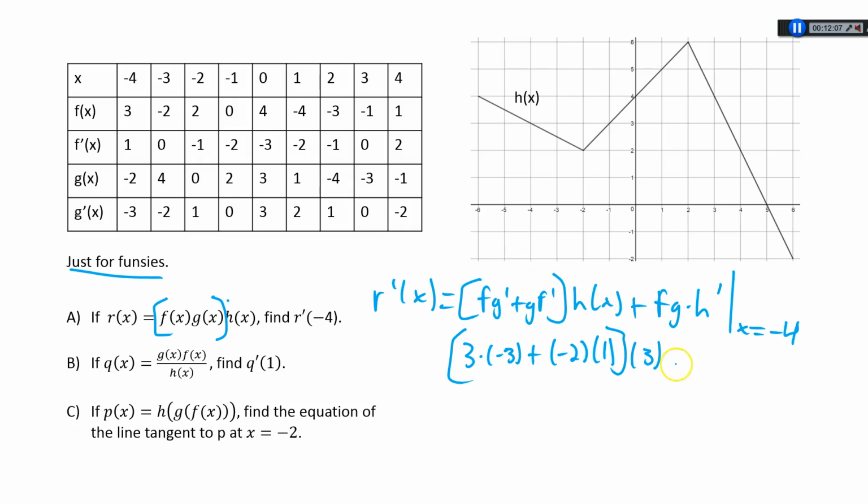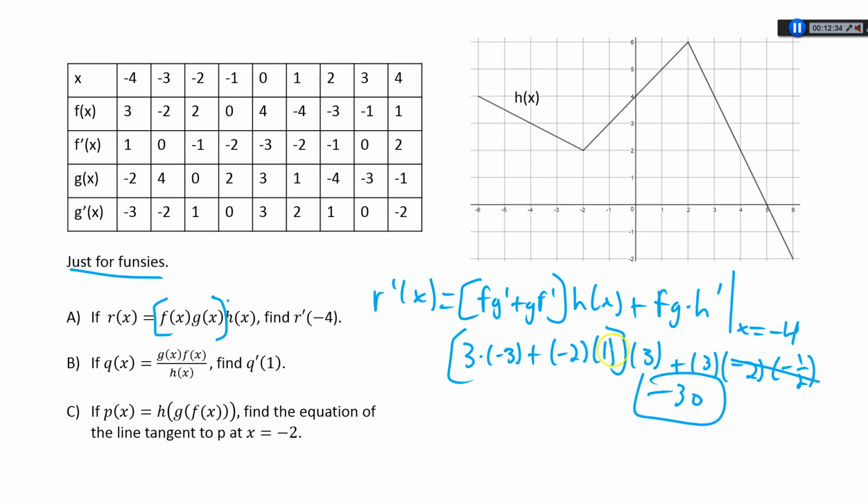Alright, so that part's done. So then plus fgh prime. So f of -4 is 3, g of -4 is -2, and h prime of -4 is the slope here, that's -1/2. So that cancels with the 2, which is nice. 3 times -3 is -9, minus 2 more is -11, times 3 is -33, plus 3, -30.